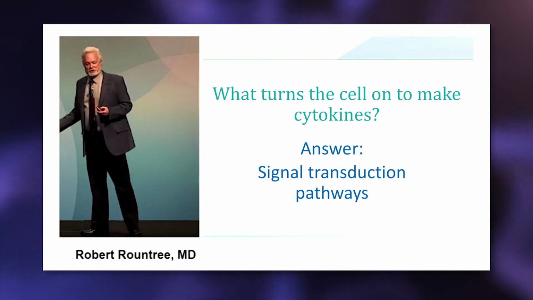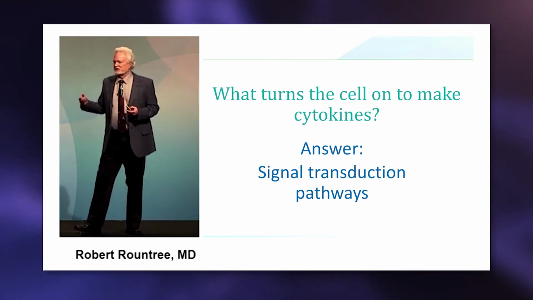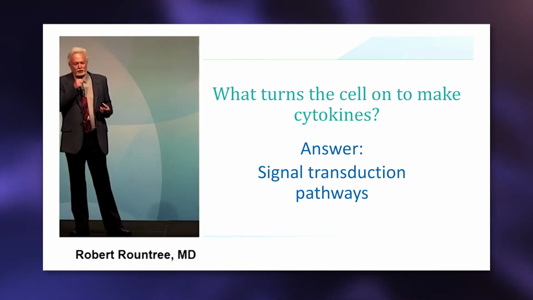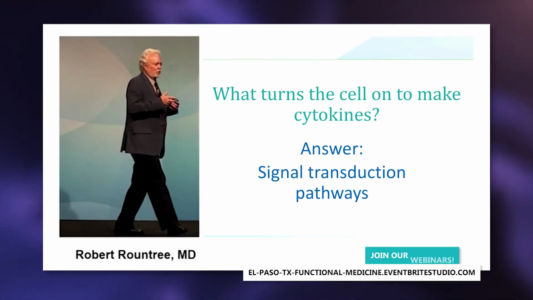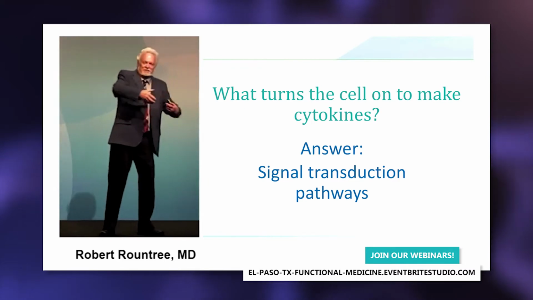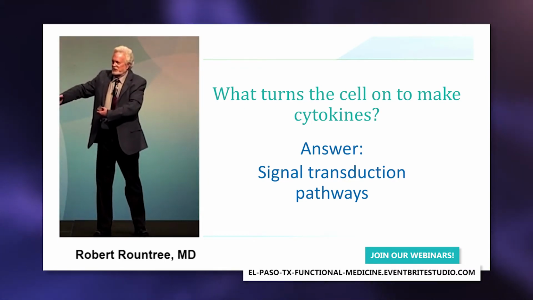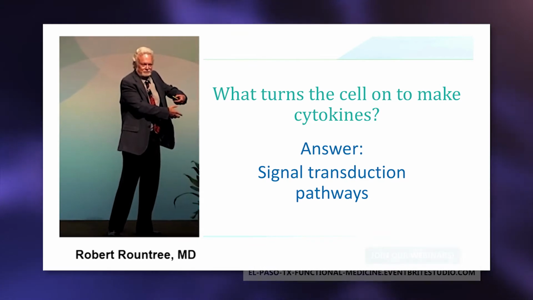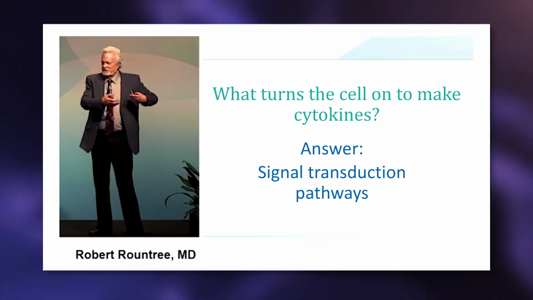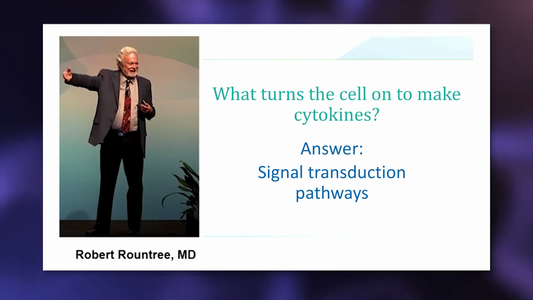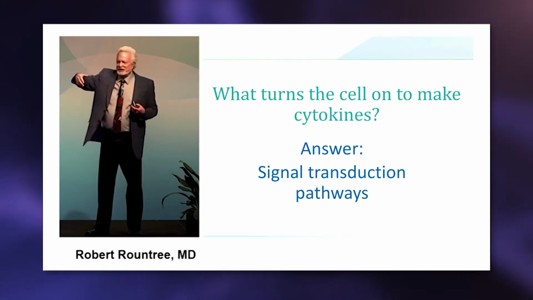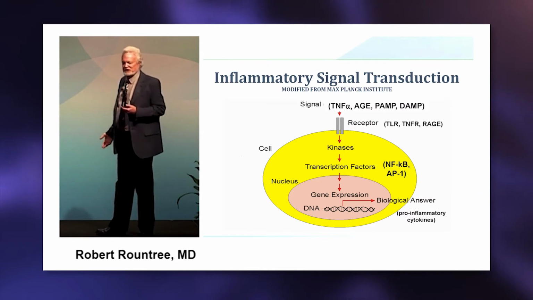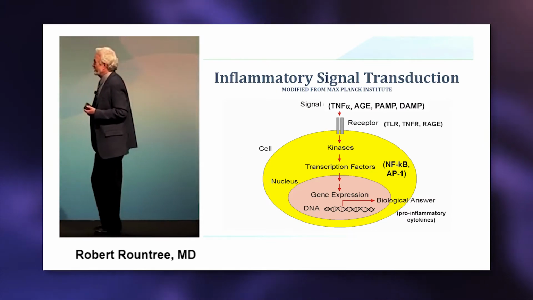So what turns on the cell to make cytokines? Signal transduction. And what is signal transduction? Signal transduction is when you have one kind of energy that gets converted into another kind of energy. So you have molecular structure energy that gets converted into kinetic energy or genetic transcription energy. And this is how this works if you're feeling totally confused by that.